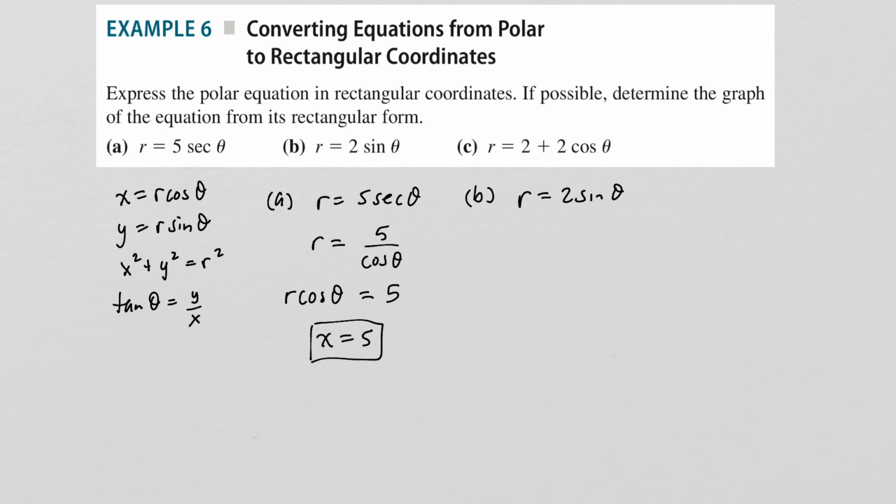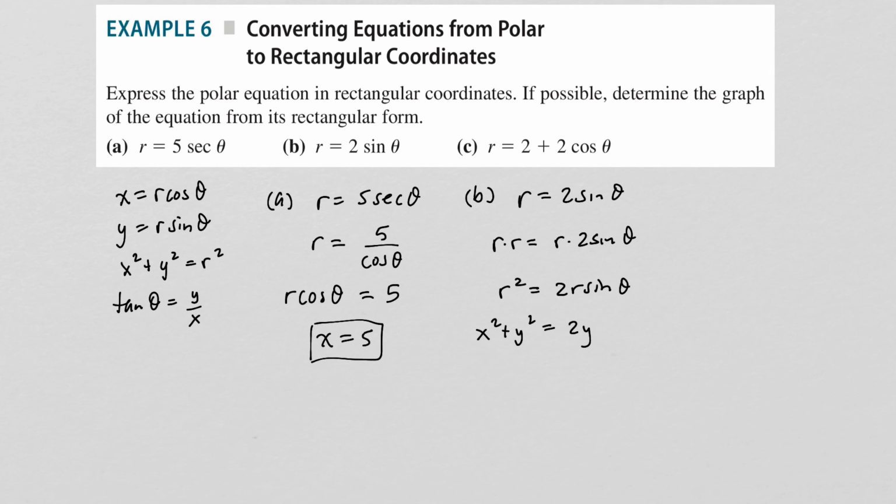And in this case, it's a little bit less intuitive, but if I multiply both sides by r, so we have r times r equals r times 2 sine of theta, this is going to give us r squared equals 2r sine of theta. And then we can replace r squared with x squared plus y squared, and we can replace r sine of theta with y. And so this becomes x squared plus y squared is equal to 2y.